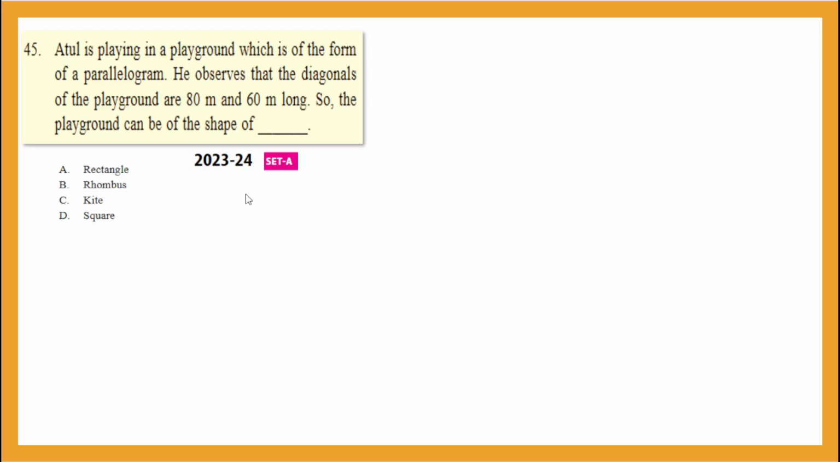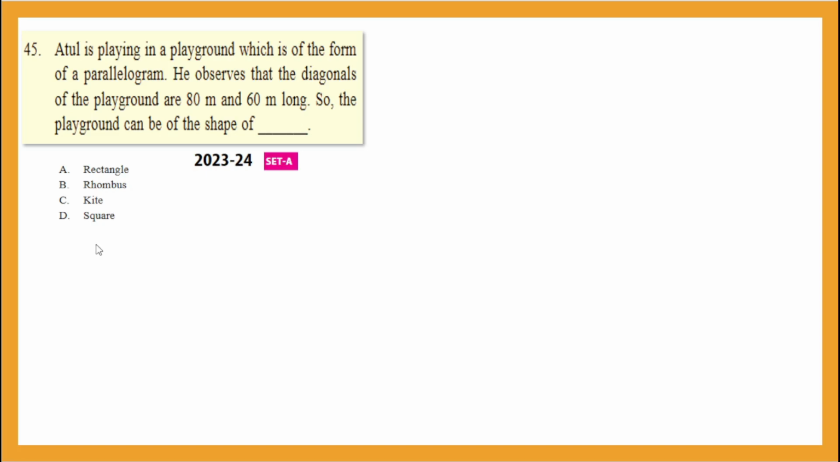Now question number 45 is also from Quadrilaterals. Adil is playing in a playground which is in the form of parallelogram. He observes that the diagonals of the playground are 80 meter and 60 meter. Then try to find out the correct option that can be the shape of that playground.